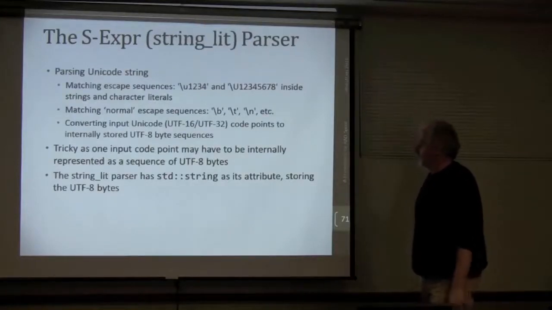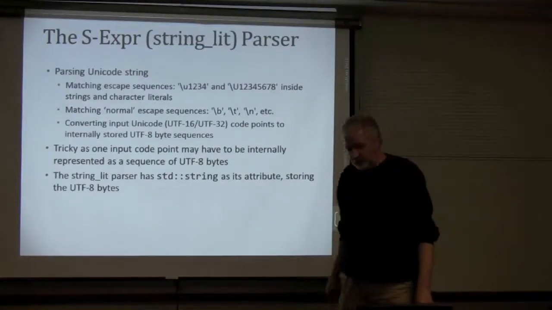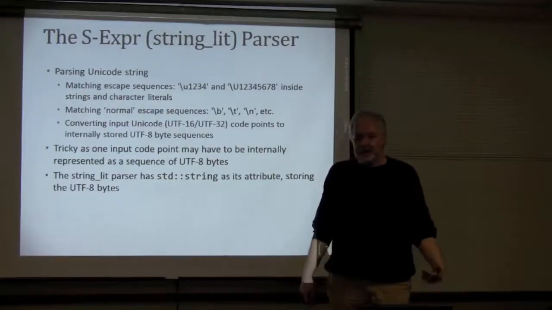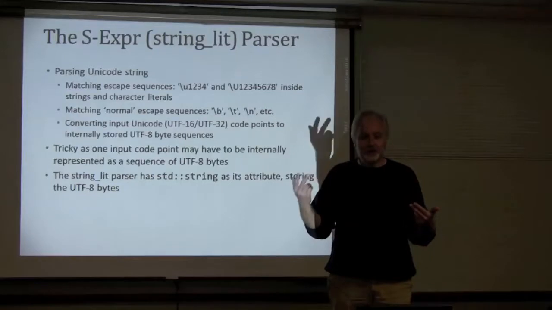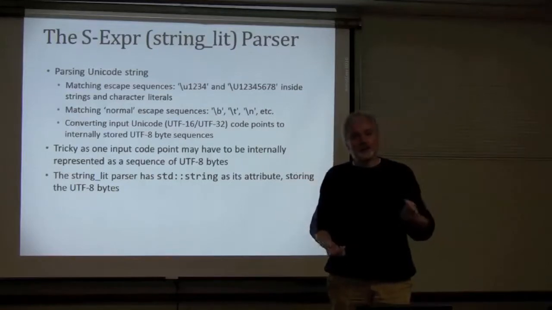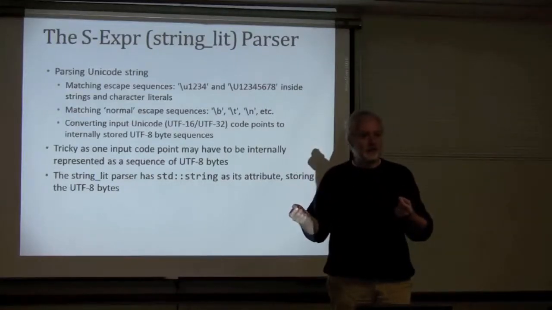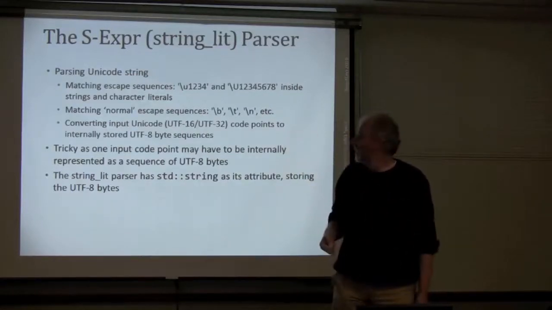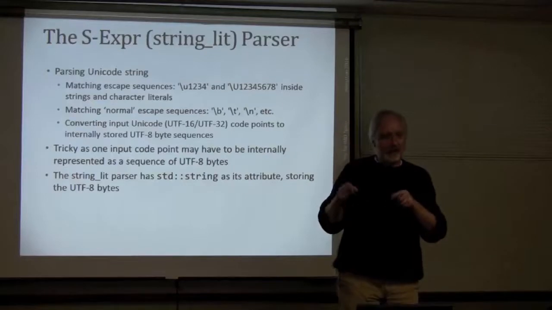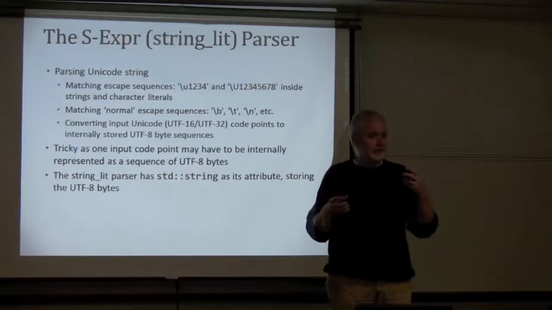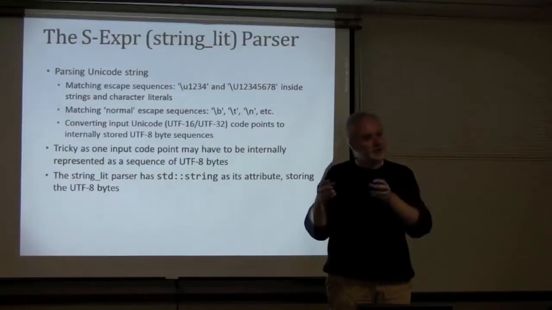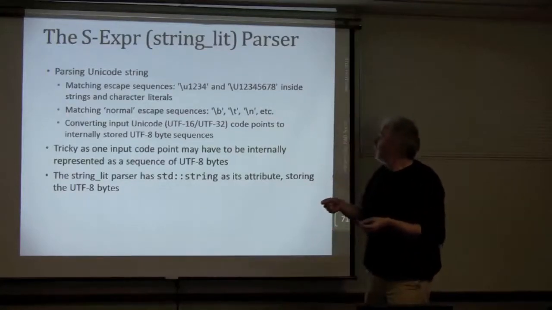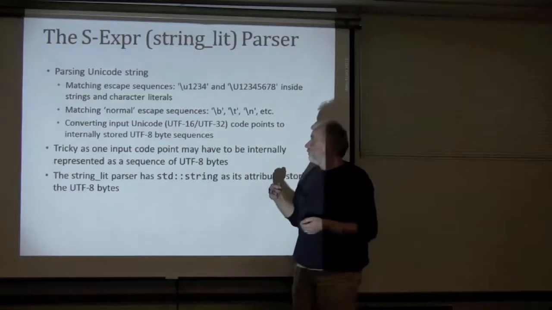Okay, let's talk about the string parser, which is a bit more tricky because, as we mentioned, it's Unicode, and when you want to represent Unicode as UTF-8, each code point can be represented as several characters, from 1 to 6 bytes. So you can't just have a character as an attribute for a single character in the input, but you have to have something string-like.